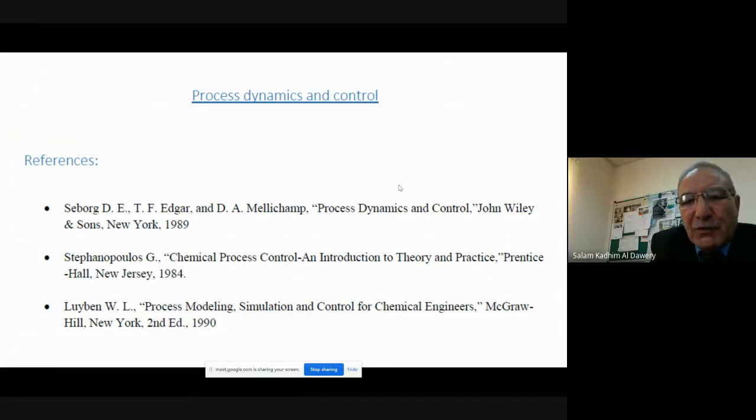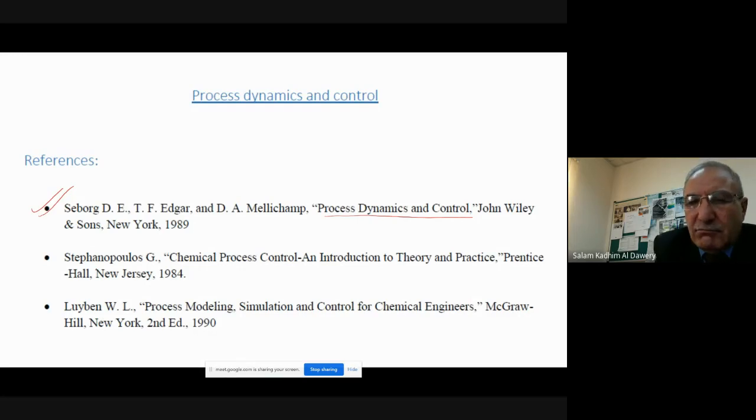The references we are going to use: the first one is available as a textbook at the university. Superb. The title of the textbook is Process Dynamics and Control. There is even a new edition in 2000, but the one available at the bookstore is the first edition.